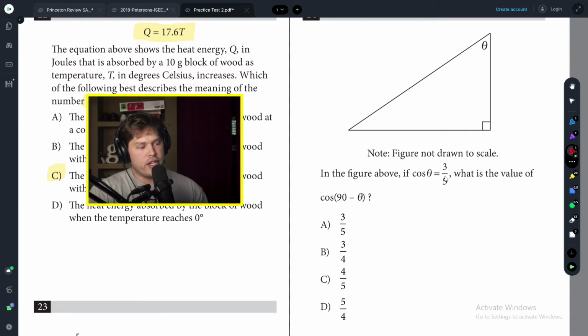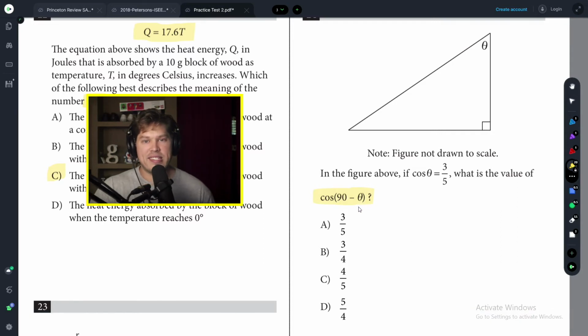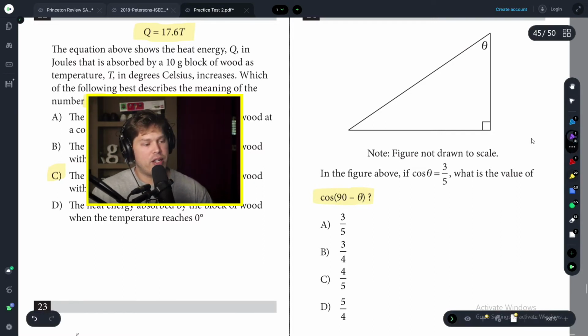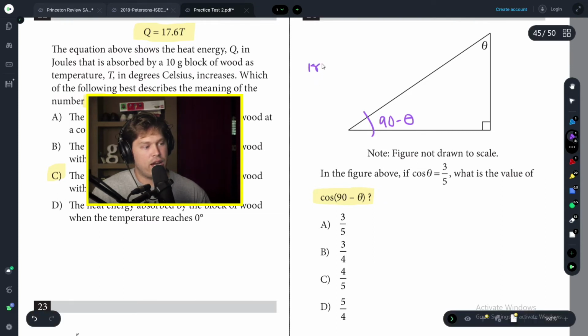Okay, so firstly, I want you to notice we're asked for cosine of 90 degrees minus theta. What is 90 degrees minus theta? Well, 90 degrees minus theta is going to be this third angle. Because the triangle has 3 angles, right? And here we have 90 degrees, here we have theta. If the sum of all 3 angle measures is 180 degrees, then 180 degrees is going to equal theta plus 90 plus our unknown angle x.